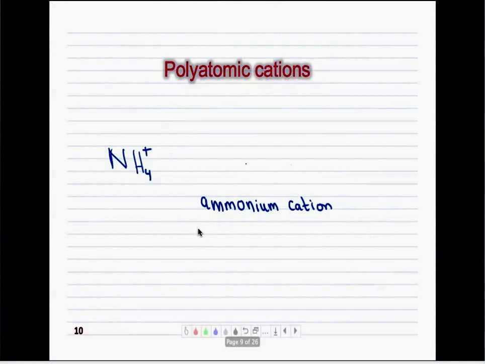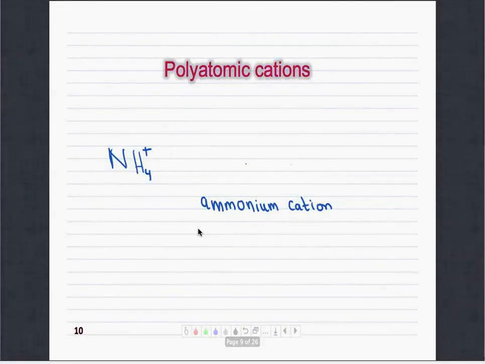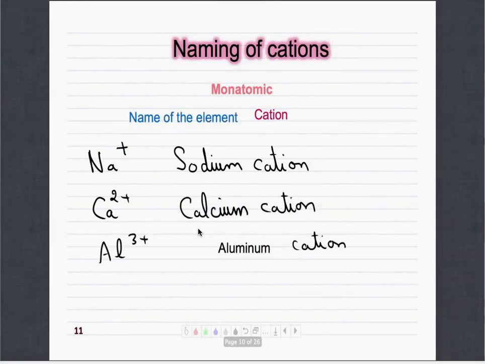Okay, so these are the two kinds of cations, monatomic and polyatomic. It's not really necessary to know this classification. Now, how do we name cations? If I have a cation, like sodium plus, how can I name it? You use exactly its name followed by the word cation. Calcium cation. Aluminum cation. As you can see, those 3 examples are from the main group, that means from group 1A, 2A, 3A.